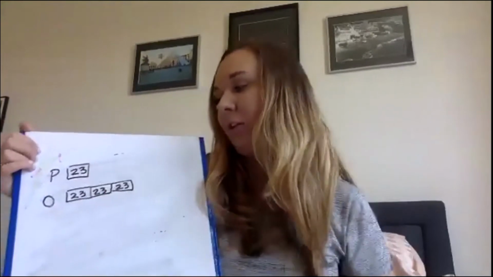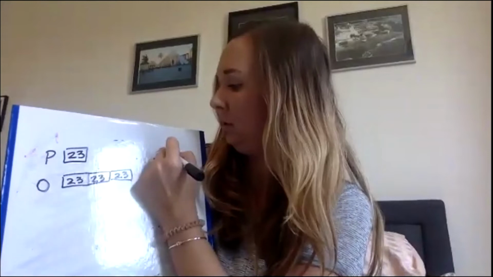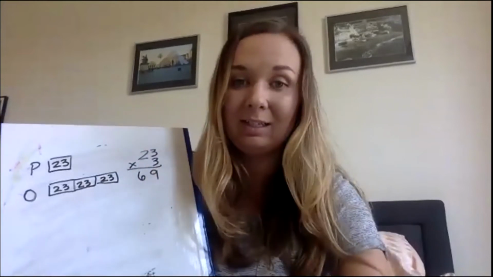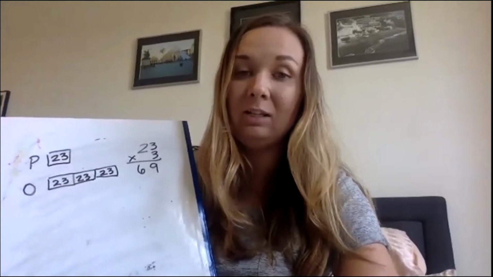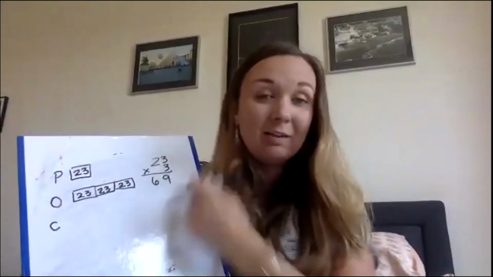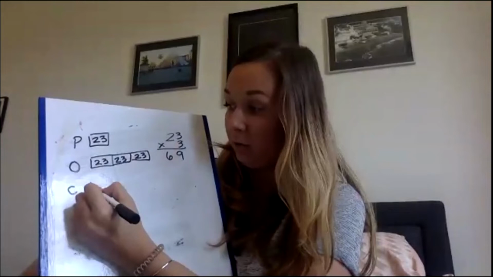And I'm going to actually find this answer by doing 23 3 times. 3 times 3 is 9, 3 times 2 is 6. So he planted 69 acres of oats. Then he's planting 4 times as much corn as oats. So instead of using 23 in the box this time, I'm comparing corn to oats, so I'm going to use the oats amount.